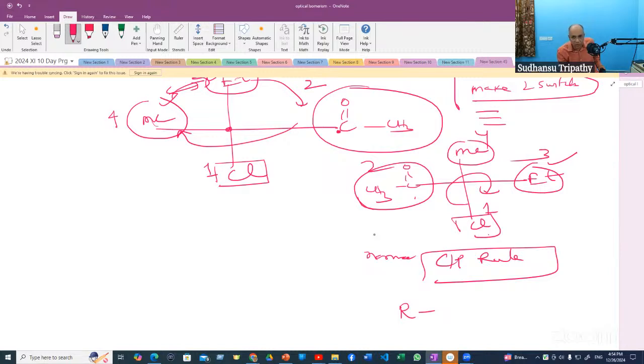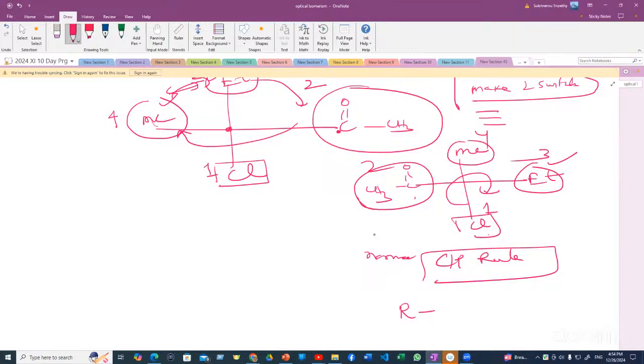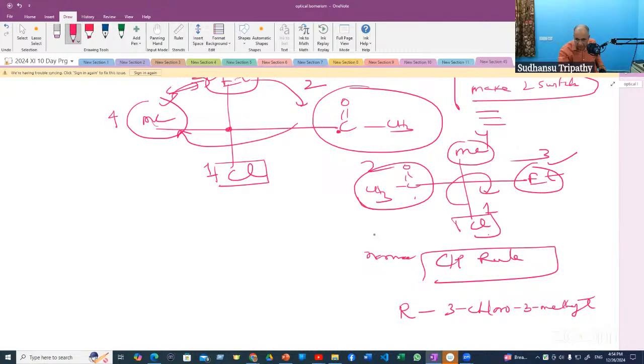This is a ketone. 3-chloro, 3-methyl, pentan-2-one. Precisely. This is 1, 2. This is IUPAC numbering. Don't confuse. So let us do it mentally.